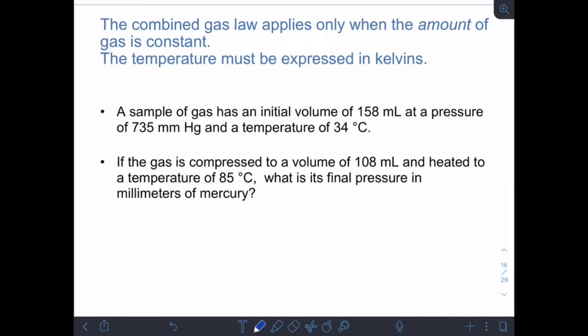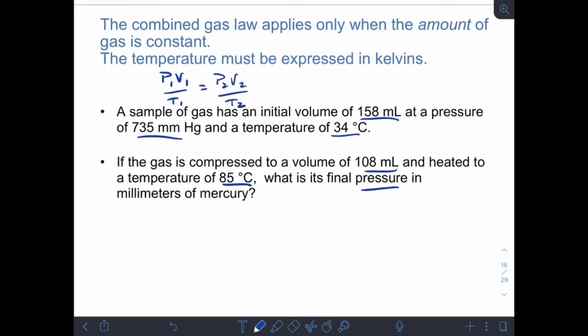Okay, so we have a sample of gas at an initial volume of 158 milliliters, and a pressure of 735 millimeters of mercury, and a temperature of 34 degrees C. So I have volume, pressure, and temperature. There's three things there. Then if the gas is compressed to a new volume, so volume is changing, and heated to a temperature of 85 degrees C, temperature is changing, what is its final pressure? So pressure is changing. So that clues us in that we're going to be using the combined gas law.